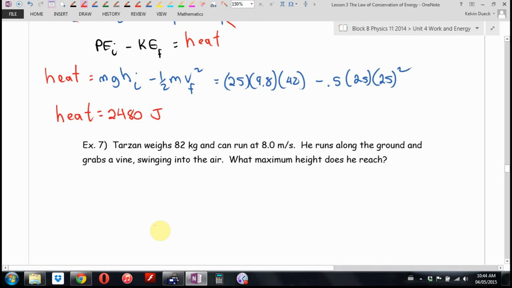Rope swings. Okay? Tarzan weighs 82 kilograms and can run at 8 meters per second. He runs along the ground, and then he grabs the vine, and as he grabs the vine, he lifts his feet up so he swings into the air. What maximum height does he reach?